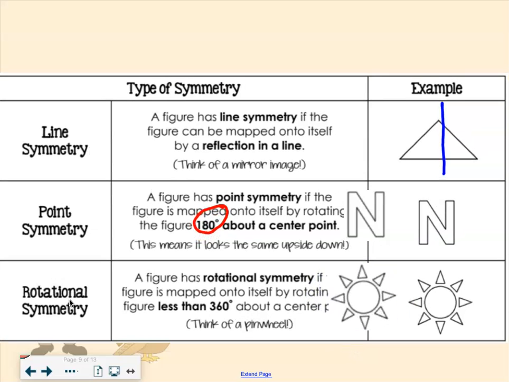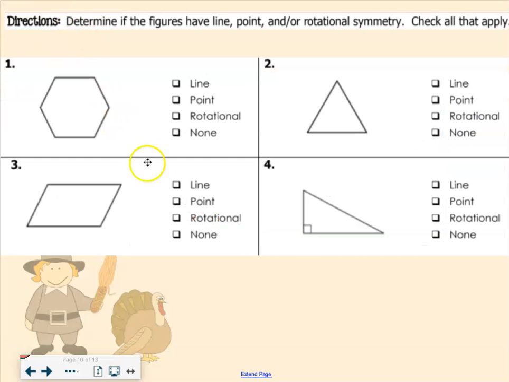So those are our 3 different types of symmetry. Now we're just going to look and see if figures have any of them, all of them, or none of them. Okay. Let's try this.